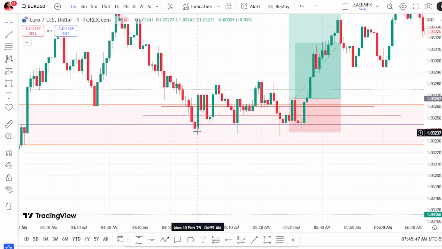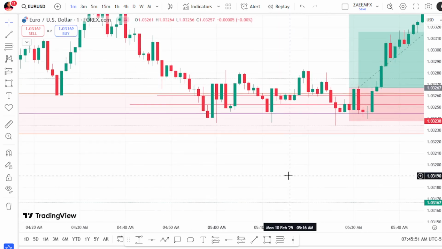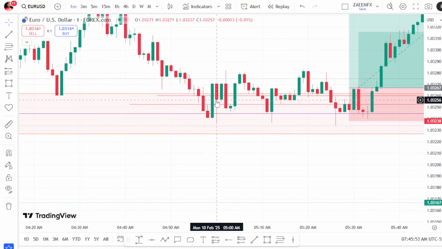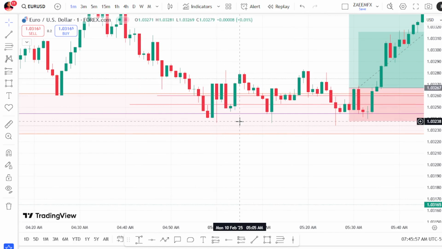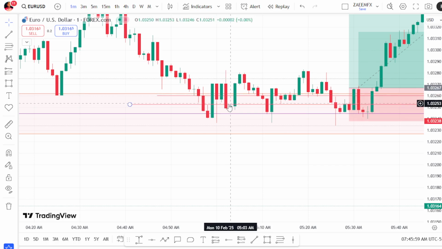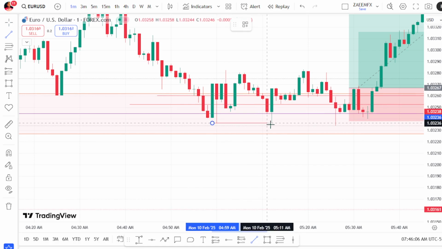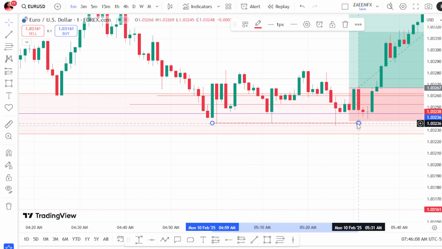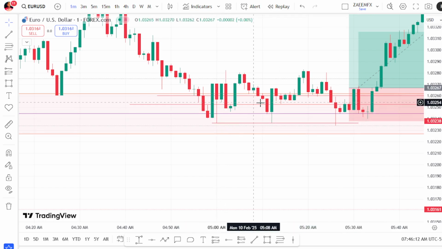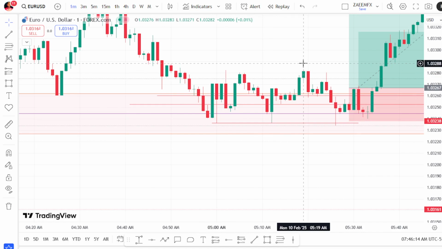Because of this wick, look at it. Let me repeat myself again. Because of this wick that it formed, I now know that the next candle will trade lower, but we don't want to see a body closure below this low of this candle. It cannot do that, but it can wick and go higher.